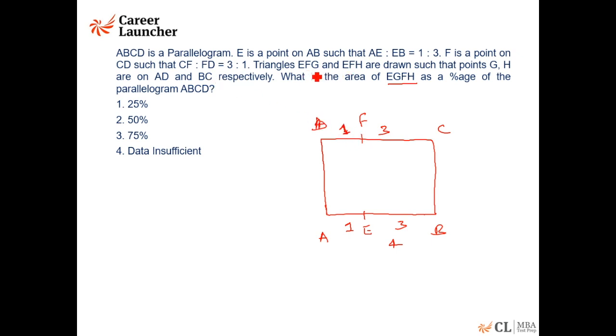Triangles EFG and EFH are drawn such that points G and H are on AD and BC respectively. G is on AD. Where will you put G? Midpoint. I am taking G to be the midpoint. And H again midpoint. What is the area of EGFH?